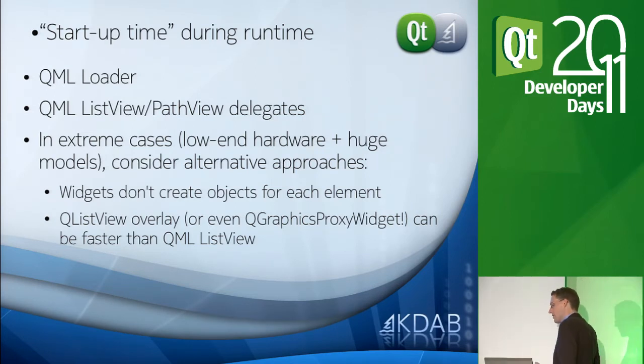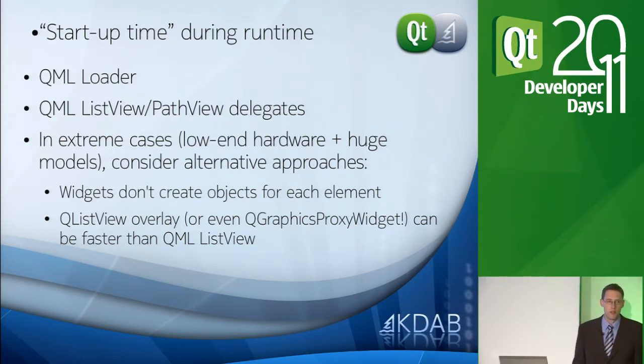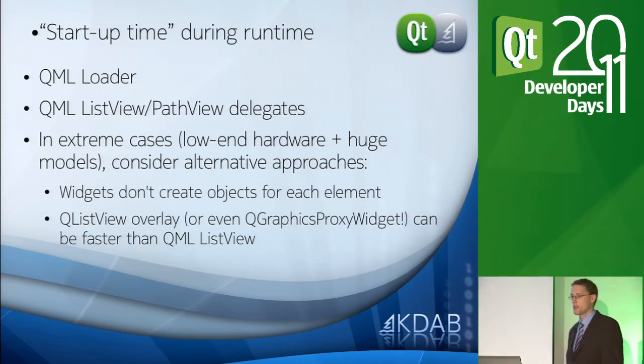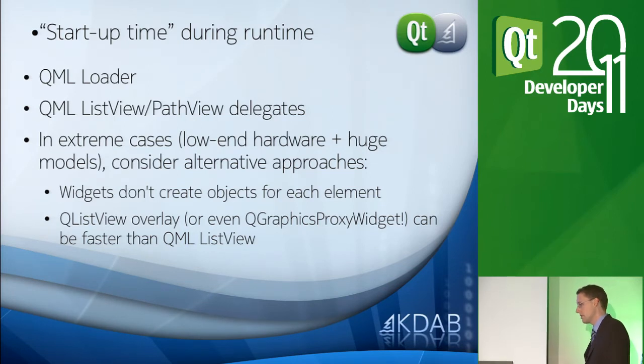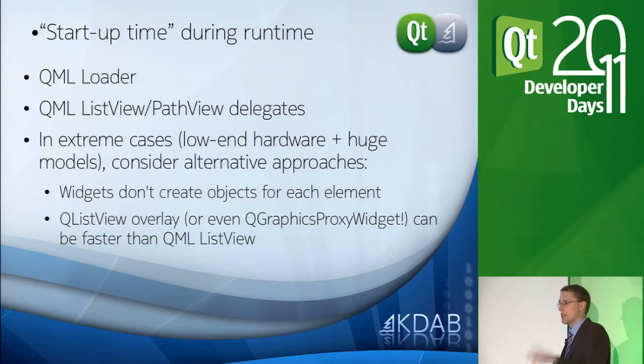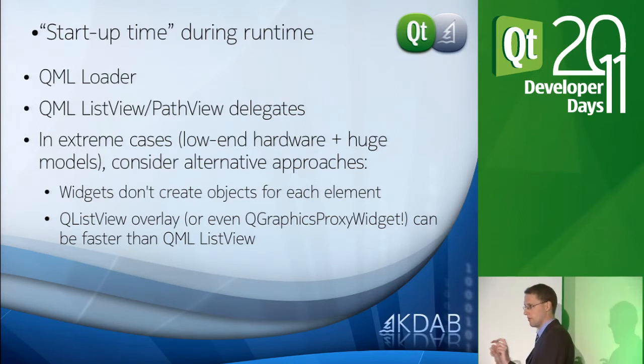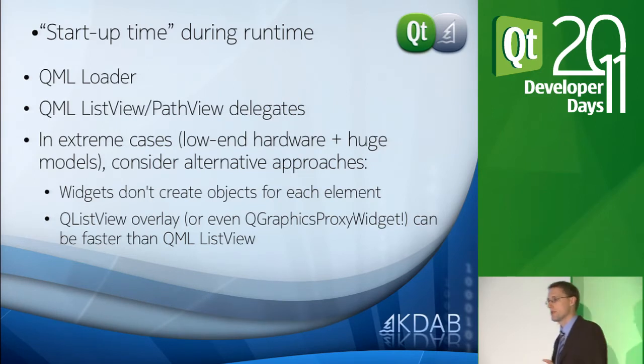And in some very extreme cases, we had that recently in a project with, I think, a 300 megahertz ARM system, no hardware acceleration whatsoever, limited memory. And it was supposed to show a fast scrolling list view with 10,000s of entries. We didn't really manage to get that fast enough with QML because the item construction and destruction for the individual delegates was too expensive, slowing down the scrolling speed on such low-end hardware.